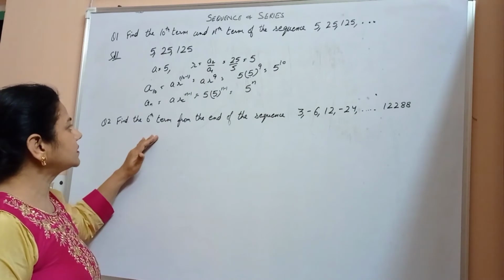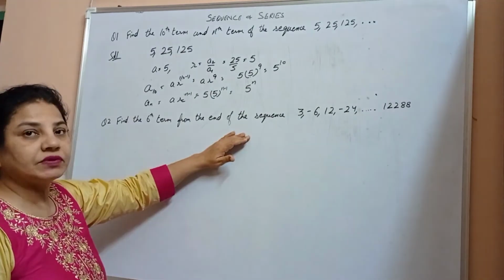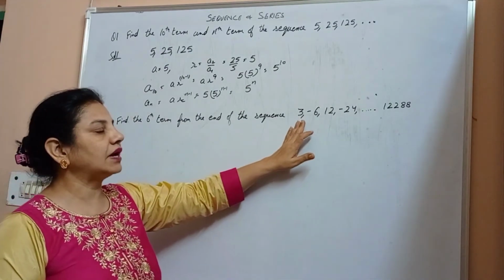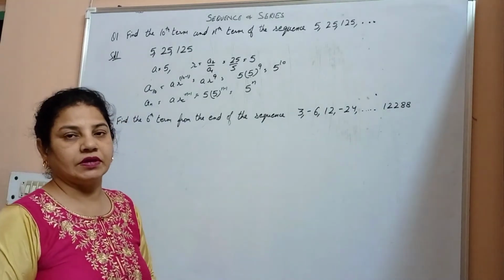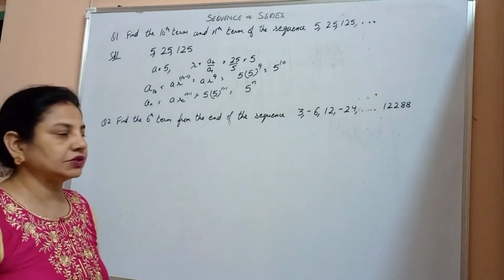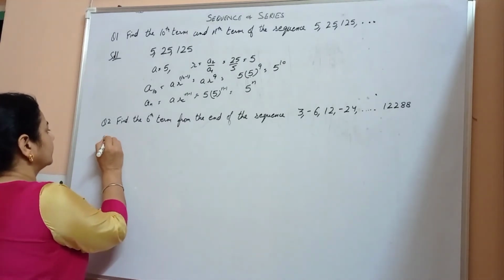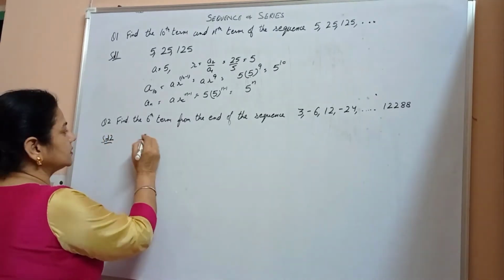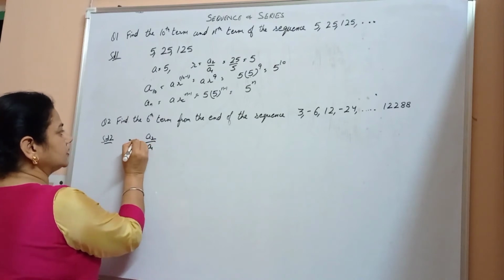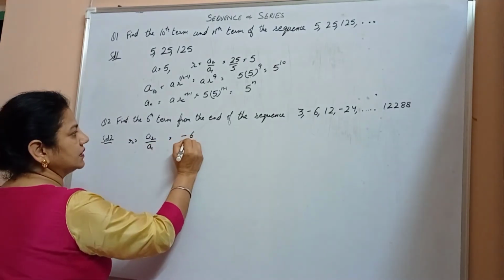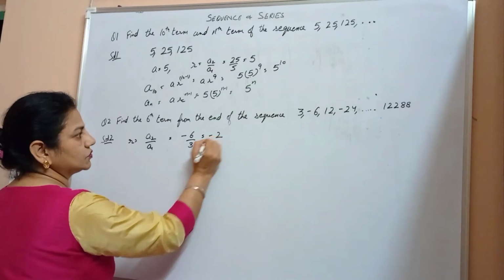Second, find the sixth term from the end of the sequence, and the sequence is given as 3, minus 6, 12, minus 24 and so on. First of all, we calculate the common ratio. In this case, the common ratio is the second term divided by the first term, that means minus 6 divided by 3 is equal to minus 2.